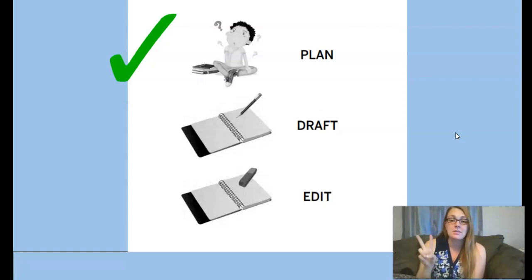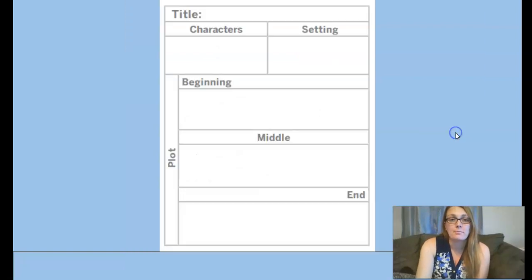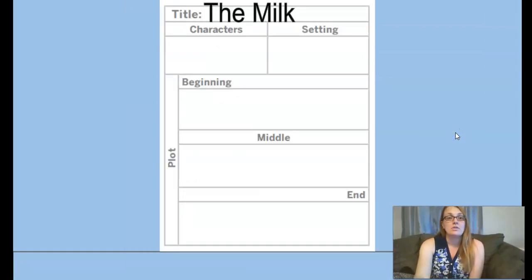Today we're going to work on step 2, which is writing the draft. That's when we take the notes from our organizer and put it in sentences in a paragraph form. So again, here's the milk. This should already be completed.